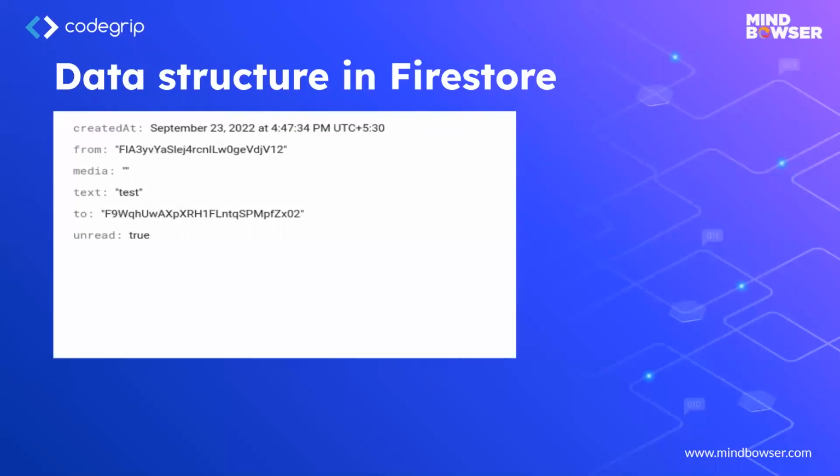This is the value or data structure in Firestore. It has the key value type format. It can also have nested collections or documents, as I already discussed.